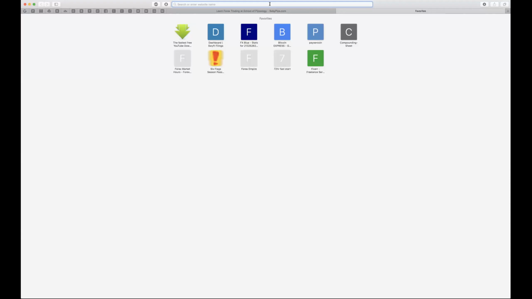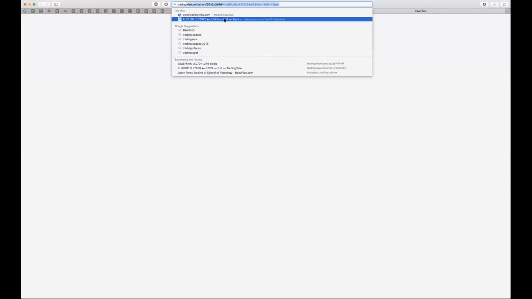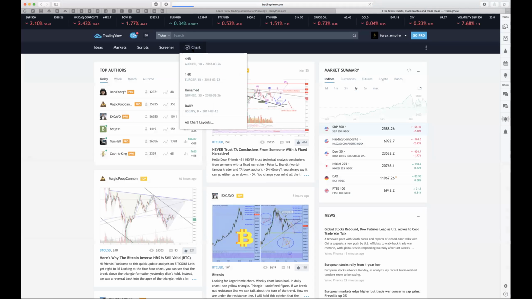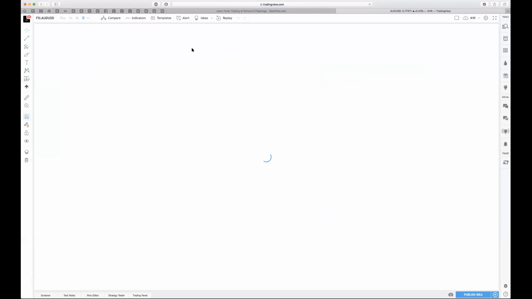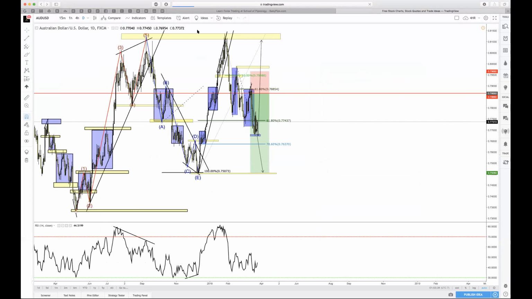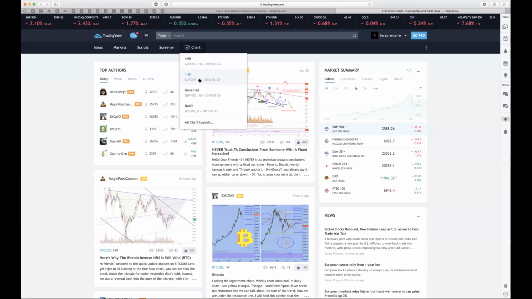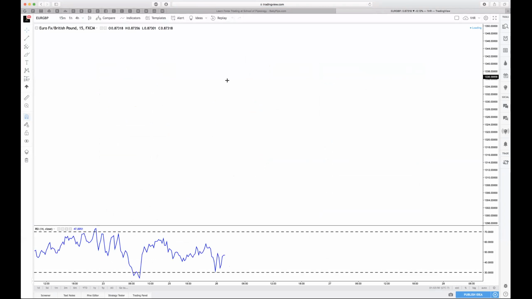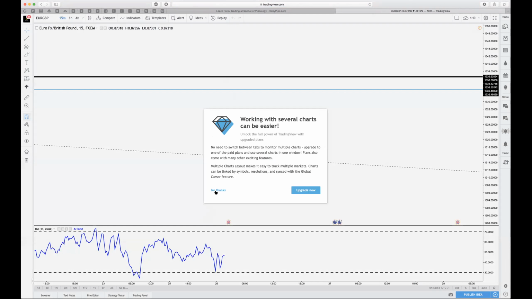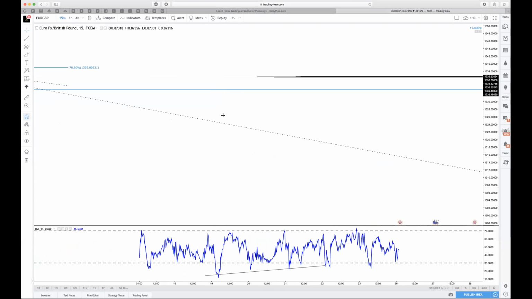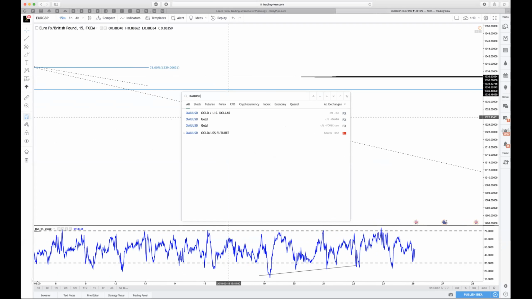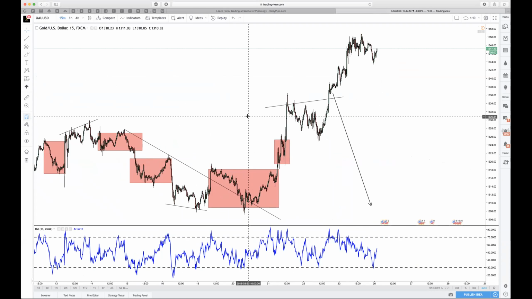But let me go to TradingView on my other chart. Let's see. This is a different one. No, let me go back. It's not it. Okay, chart. I think this is it. Yeah, this is it.